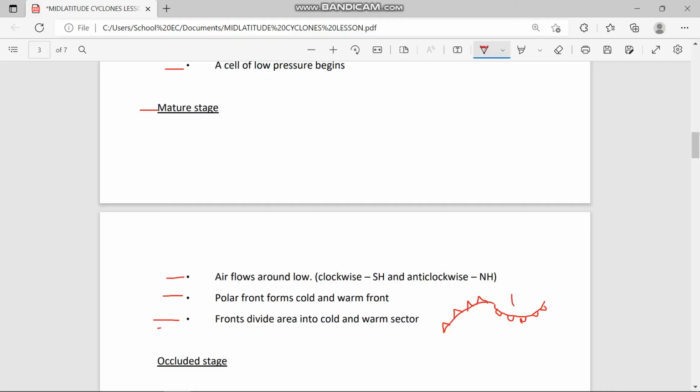So this is going to be a warm sector because this is a warm front, and this is a cold sector because this is a cold front. That's how it goes. Let me remove this, I was just showing you. So whenever you see a cold front and a warm front, you must know that just behind or next to the cold front there is a cold sector, with weather conditions that are under this cold front. Just behind the warm front is a warm sector, meaning there are warm weather conditions under the warm front.